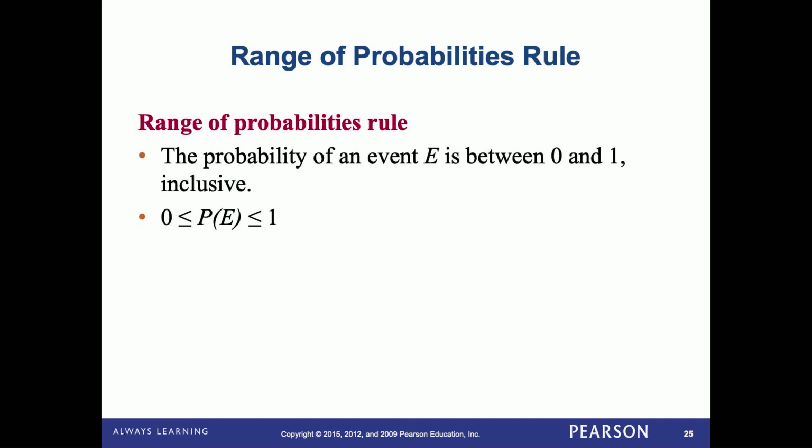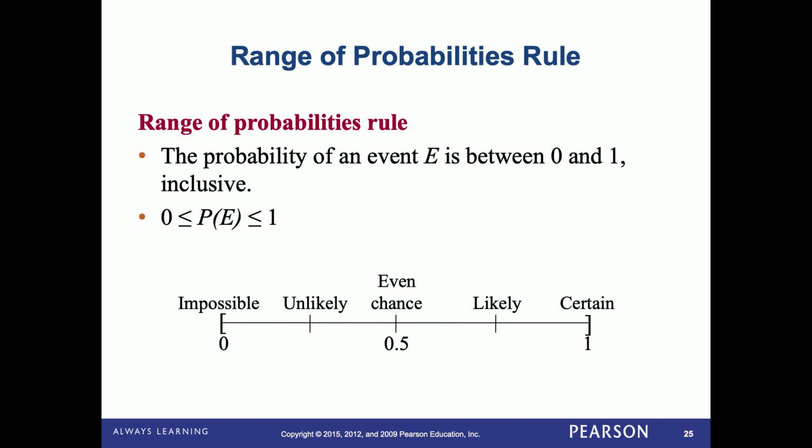So let's look at the range of probabilities rule. The probability of event E is 0 to 1 inclusive. It could be 0 or it could be 1, meaning you have an absolute chance of winning. So the probability is always between 0 and 1. So can I have the probability of winning the lottery at 115%? No, because the probability is always 0 to 1. So it's always going to be either 0, a decimal, or 1.